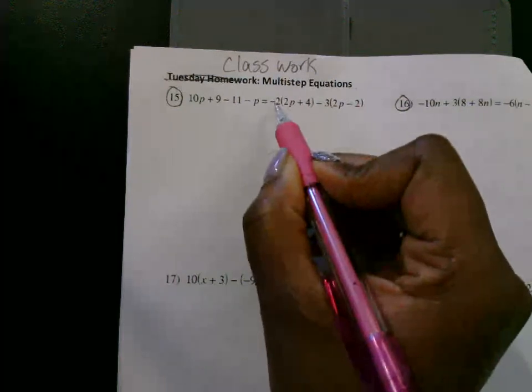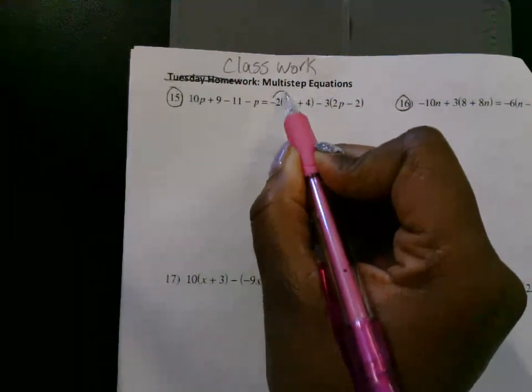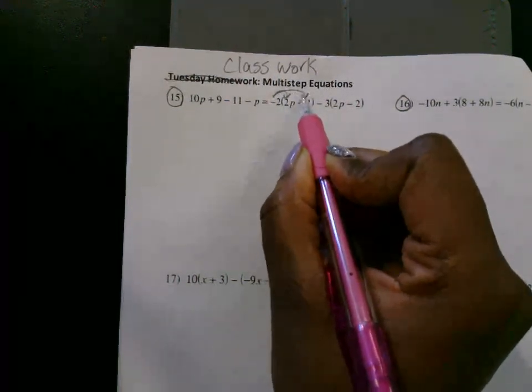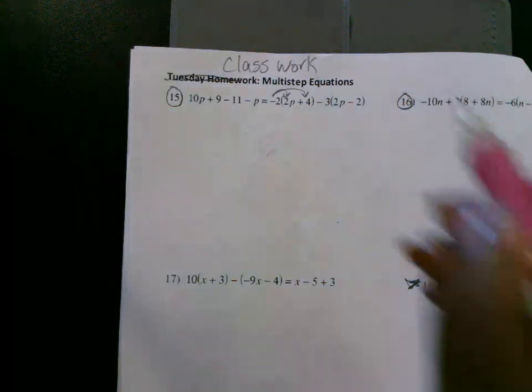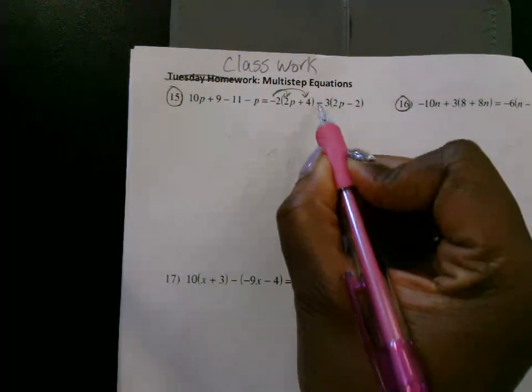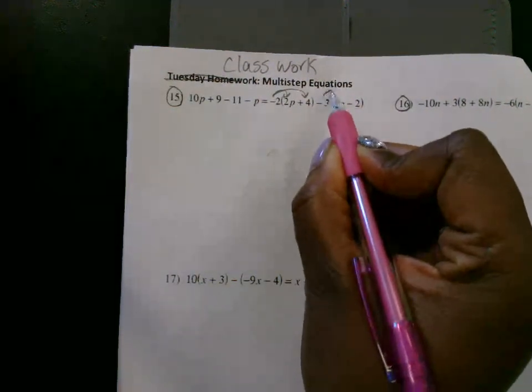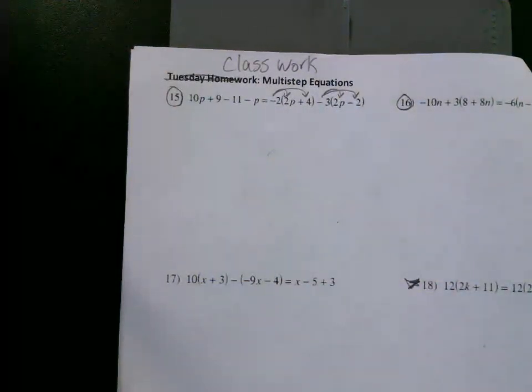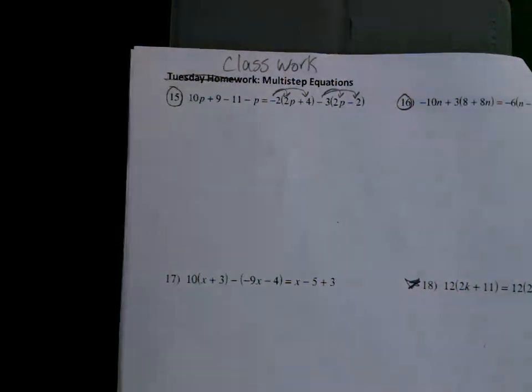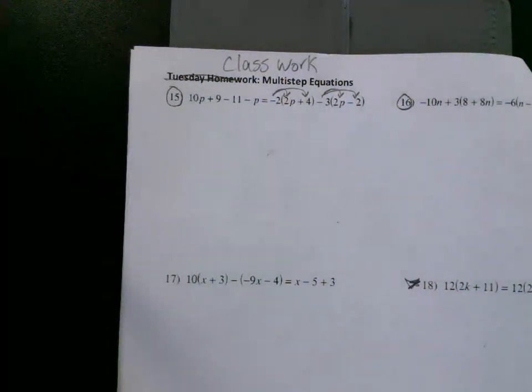So here, we're going to multiply this -2 times both numbers in the parentheses. Please draw your arrows to indicate that you are going to use distributive property. Then we also have distributive property here, which is a -3. And we're going to multiply -3 times both numbers in the parentheses there. Please make sure that you draw the arrows to represent distributive property, okay?